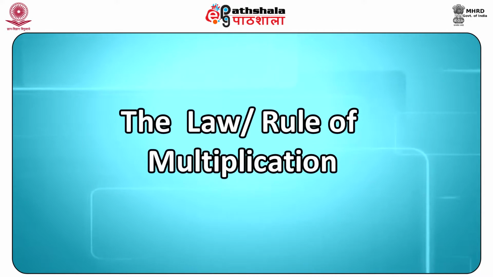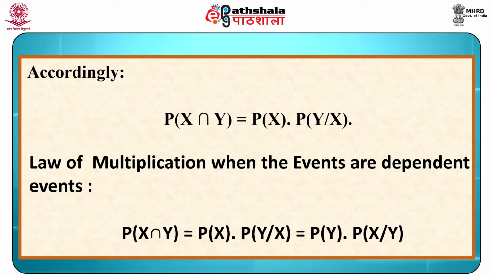The laws of multiplication. The general law of multiplication is: the probability of X intersection Y is equal to the probability of X into the probability of Y divided by X, which is equal to the probability of Y into the probability of X divided by Y. The notation X intersection Y means that both X and Y must happen. The general law of multiplication gives the probability that both event X and event Y will occur at the same time.